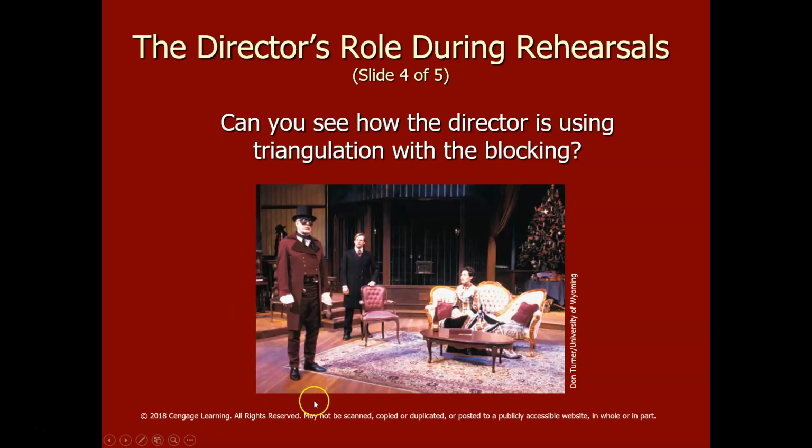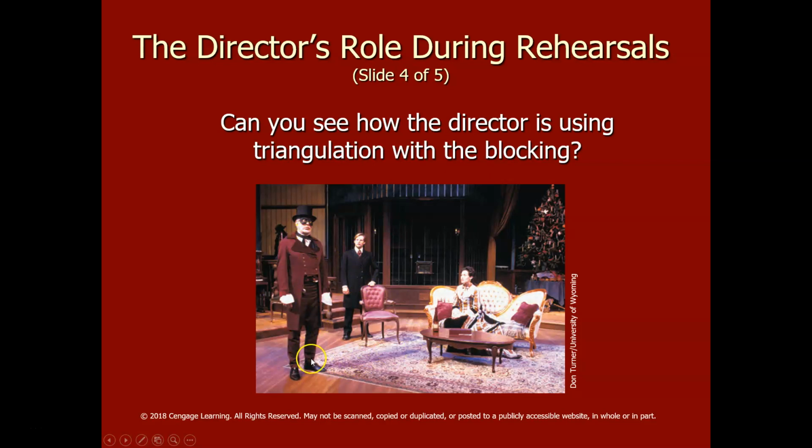Here's another one. This is using the triangulation. You do have two characters standing. One appears taller because he's closer, and you do have levels a little bit because the lady is seated. But you've got a triangle.